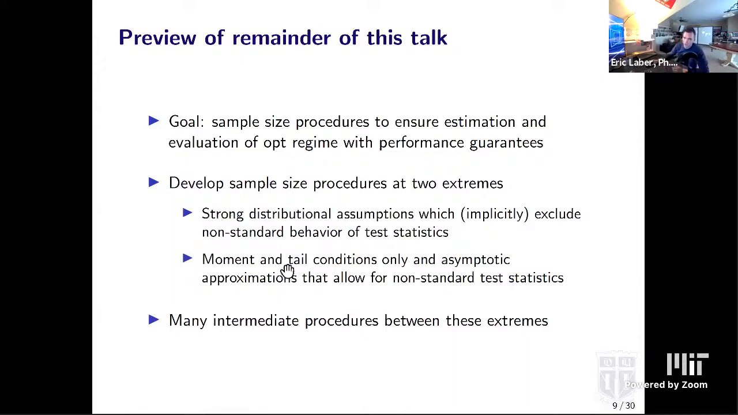And then at the other extreme, we'll only assume moment and tail conditions. We don't want to assume the models are correctly specified. We don't want to assume any kind of smoothness. And then we'll have a conservative confidence procedure. And the idea is that you can fill in the middle.